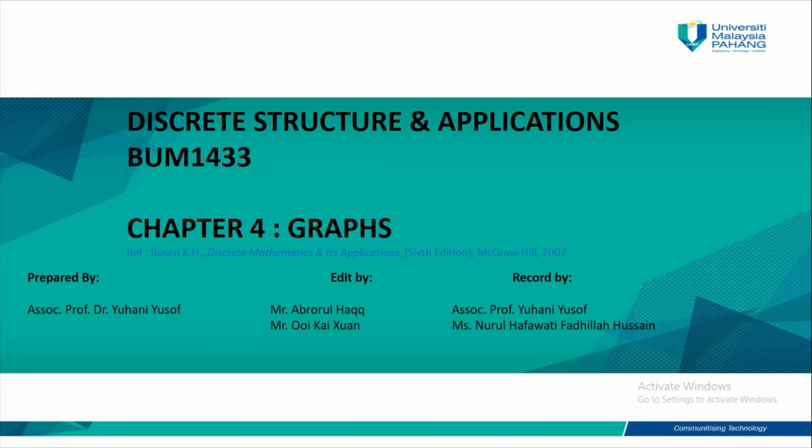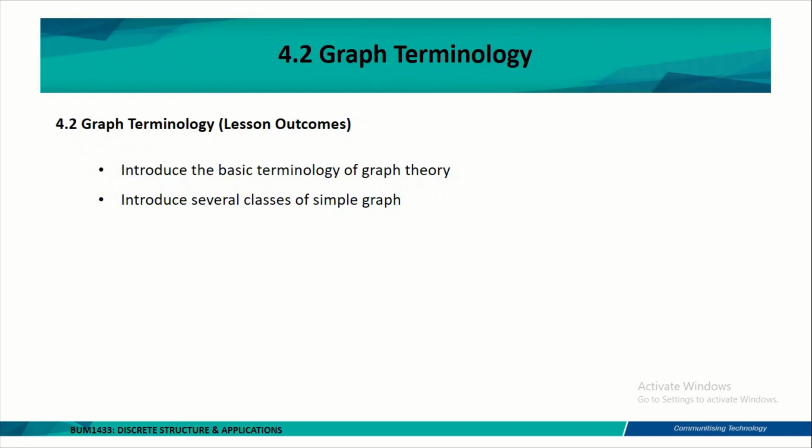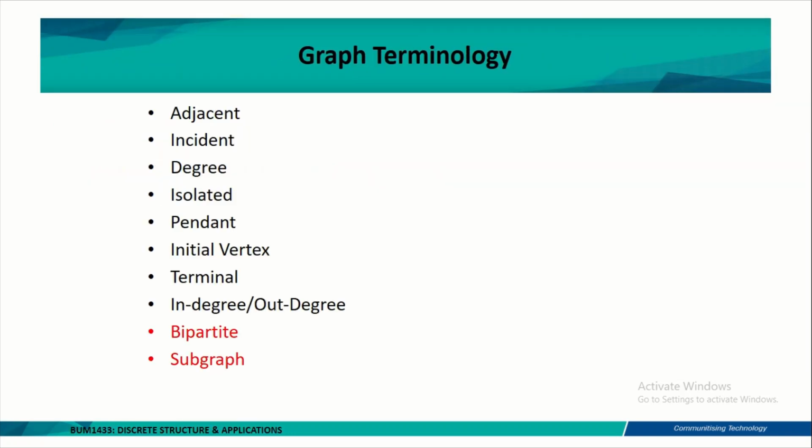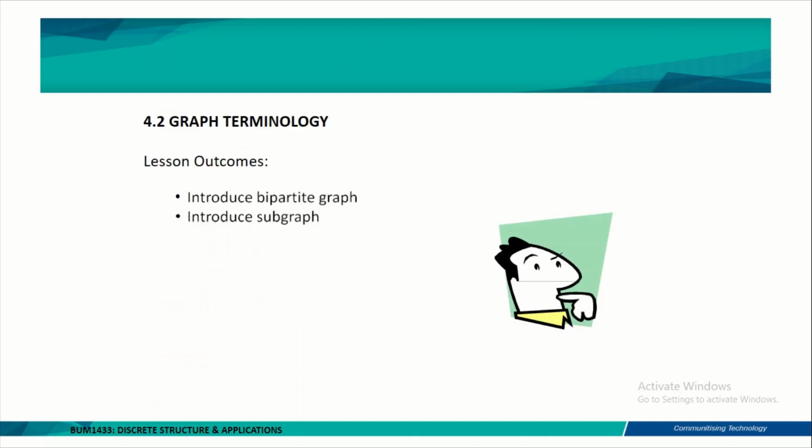Today we will continue our chapter 4, 4.2 graph terminology. In the previous class, we learned about the adjacent, in-degree and out-degree. So today we will cover the bipartite graph and the subgraph. The lesson outcome for today is to introduce bipartite graph and introduce subgraph.